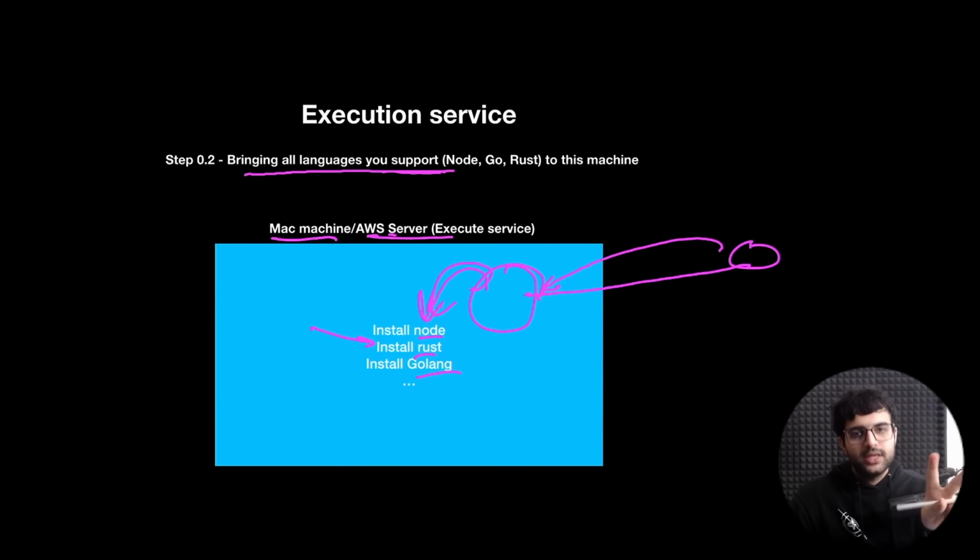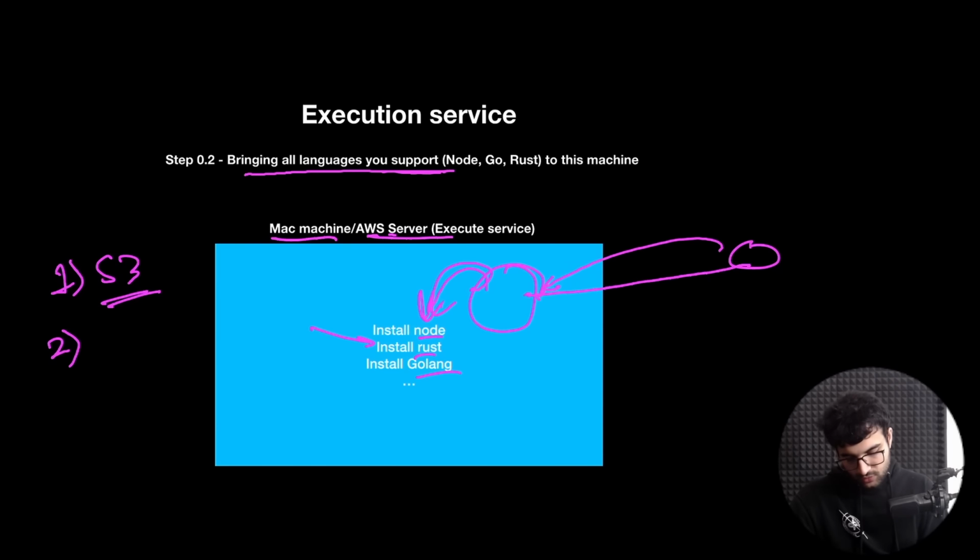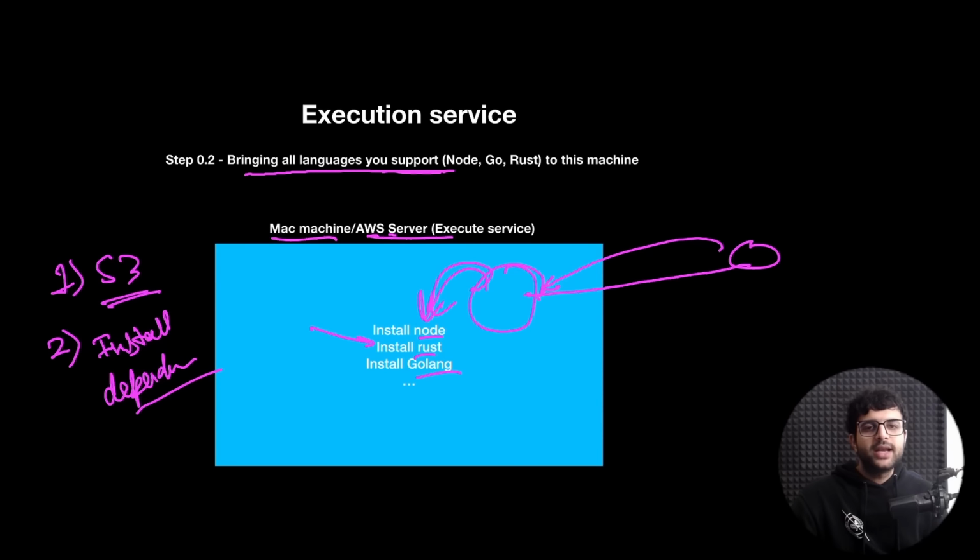Cool. So what are the two things you need to do? Number one, on S3, store all of your base code that the user can create. Number two, in your machine where you will be finally running your code, install all dependencies or install all the frameworks that you are advertising that your platform will support. Once you've done both of them is when you can start to write the code for the execution service.